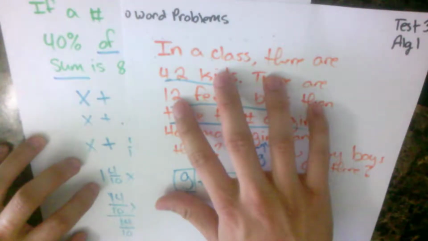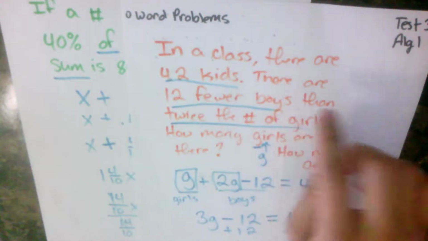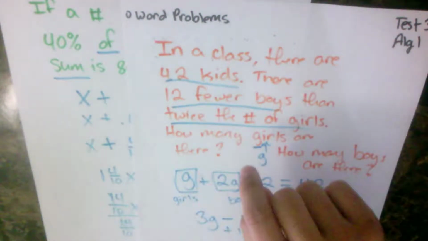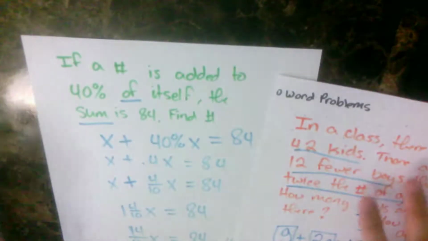With these two types of problems, you might get a class. And it could be a different word. So it could be in a class there are these different numbers. And I definitely will have a question like this.